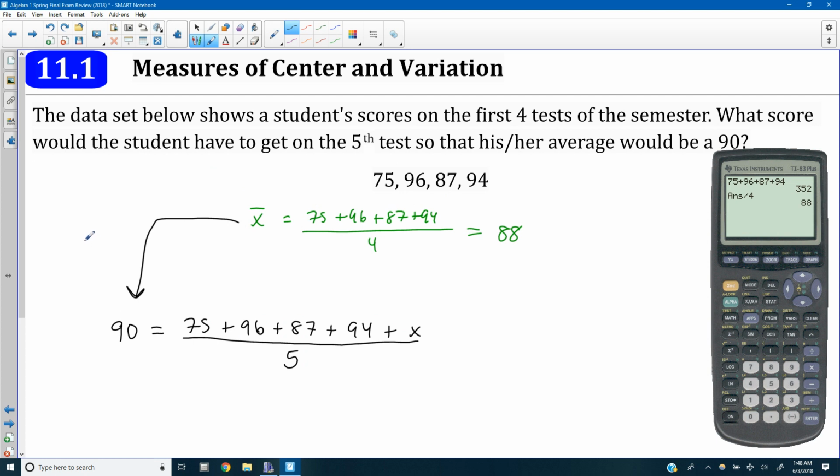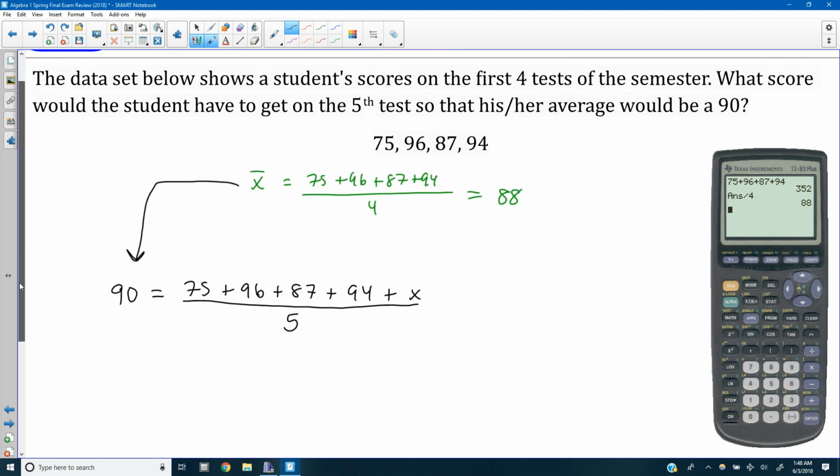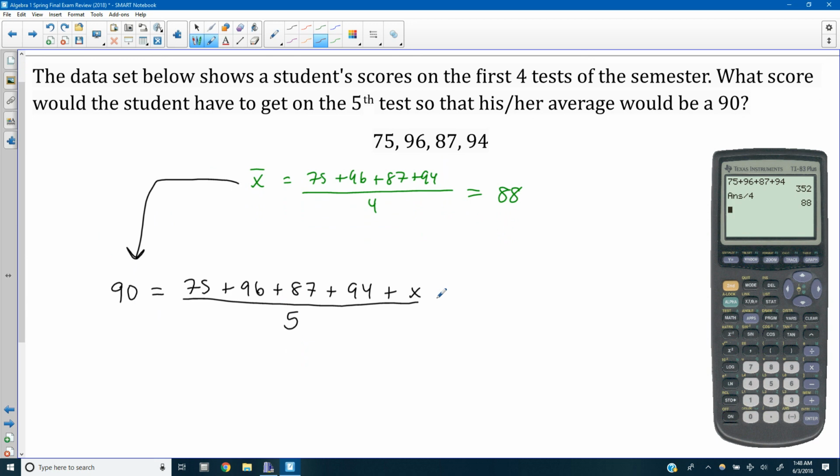Now, I'm not going to play guess and check. I'm going to actually solve this algebraically. So first thing I'm going to do is multiply both sides by 5 here because that side's being divided by 5 and X is over here. I want these 5s to cancel. 5 times 90 is 450. The other part is I don't have to do anything calculating these anymore because I already have a calculation for it. It's 352. There we go. We just got to subtract now.